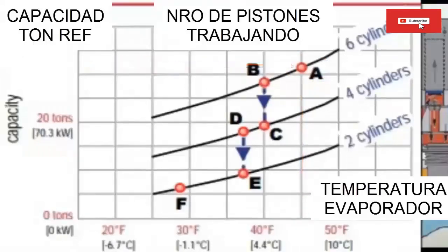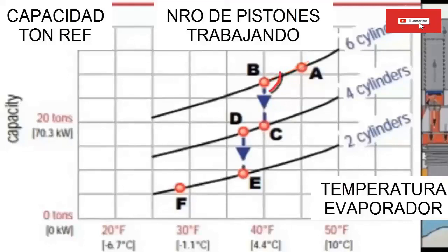6. As the cooling load decreases below this break-even point, assuming constant condensing pressure, the pumping capacity of the compressor decreases with decreasing suction temperature along the 6-cylinder curve until it reaches the break-even point B.